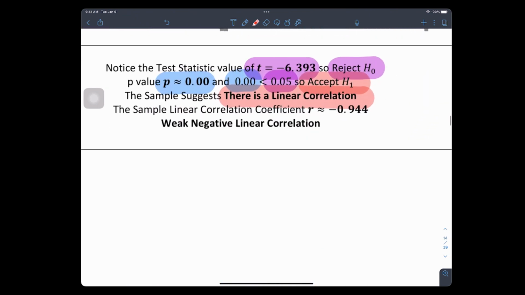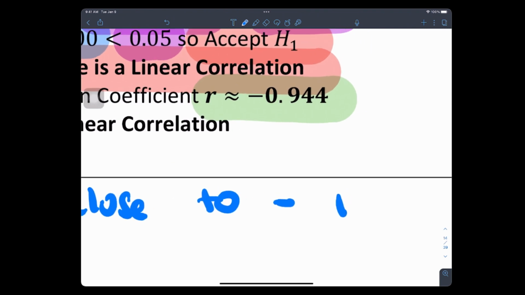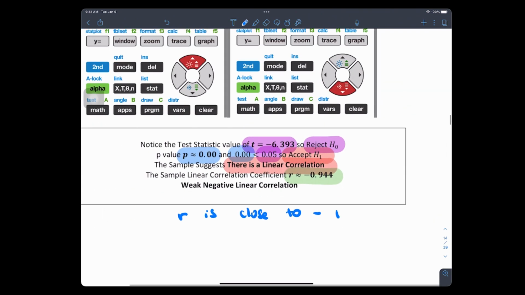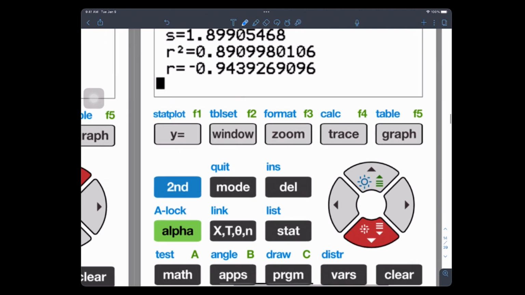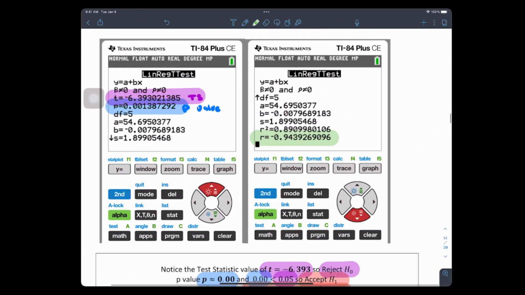So now that you know this, you might say, but Mr. Judge, what's the deal with this r value of negative 0.944? R is close to negative 1. So this r value is close to negative 1. That's why I put r here. Now you say, where did I get the r value? How do I know that this is the r value? Because it's right there. All that information is here. There's your r value. So the linear regression t-test gives you all the information you need. It gets even better.